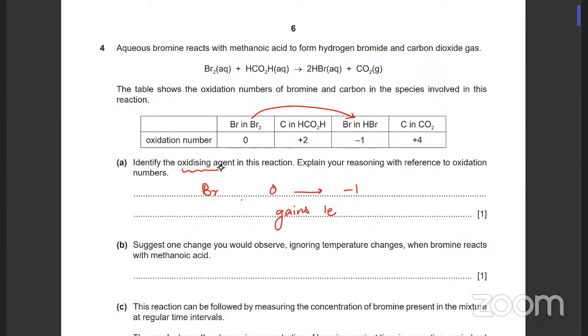Suggest one change you would observe, ignoring temperature, when bromine reacts with methanoic acid. One change, so observation. What is one observation that you're going to observe in this particular reaction, which is fairly obvious? What's the observation?